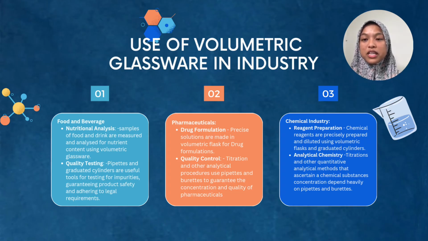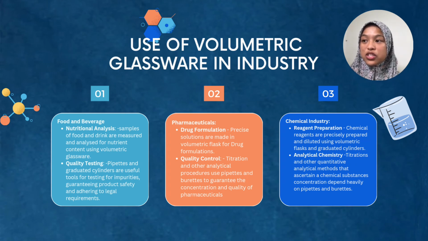Next, I'm going to explain about use of volumetric glassware in industry. We have 3 points for use of volumetric glassware in industry. The first one is food and beverage. In nutritional analysis, samples of food and drink are measured and analyzed for nutrient content using volumetric glassware. In quality testing, pipette and graduated cylinder are useful tools for testing for impurities, granting product safety and adherence to legal requirements.